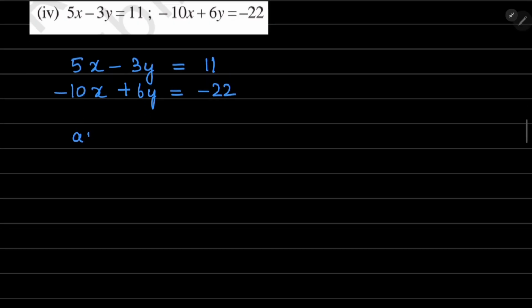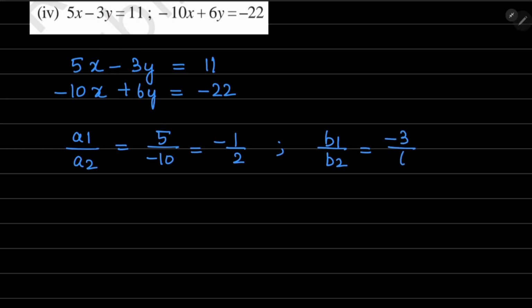Let's take what is your A1 by A2 ratio. It is 5 by minus 10, which is nothing but minus 1 by 2. What's your B1 by B2? Just take the coefficients of y. Minus 3 divided by 6, which is nothing but minus 1 by 2. So here you are seeing both first two ratios are equal. What is your C1 by C2? Here you will be getting 11 divided by minus 22. Again you are getting minus 1 by 2.